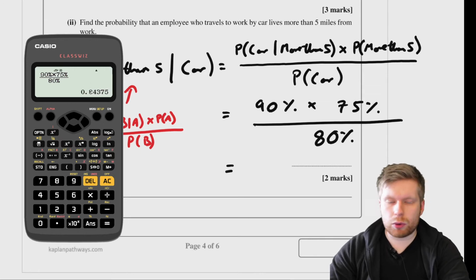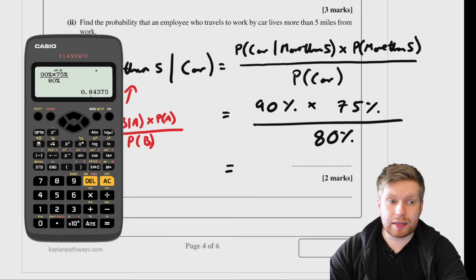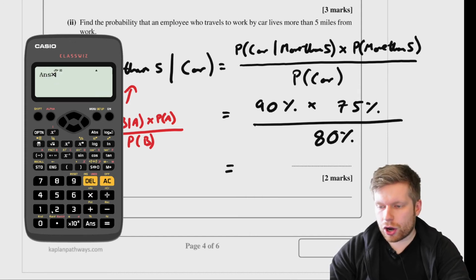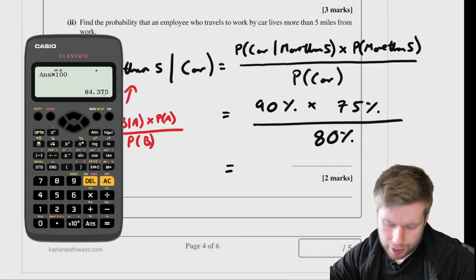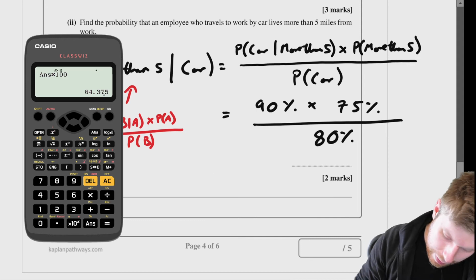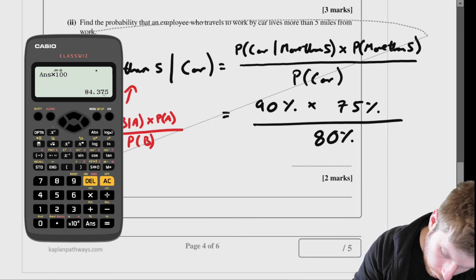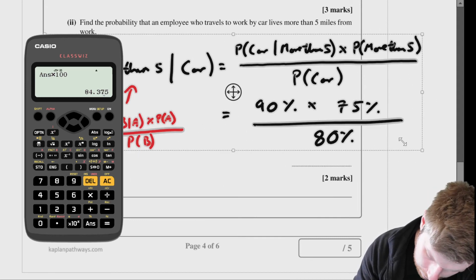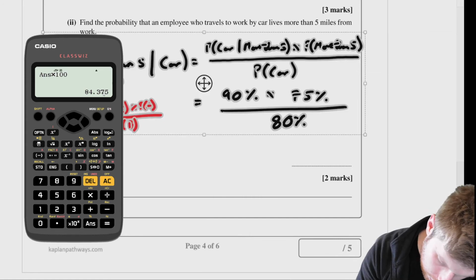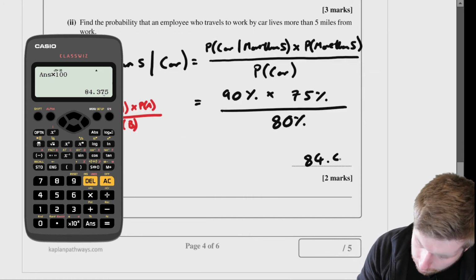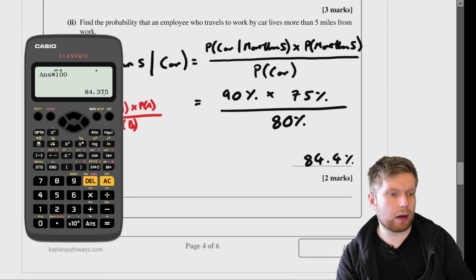I'm going to convert it to a decimal. Now, if you're happy reading that off as a percentage, in other words 84.4%, that's fine. If you're not, just multiply that by 100, and you can find that it is 84.4%. So the answer is going to be 84.4%. So there you go, it's 84.4%. That'll be the final answer there.